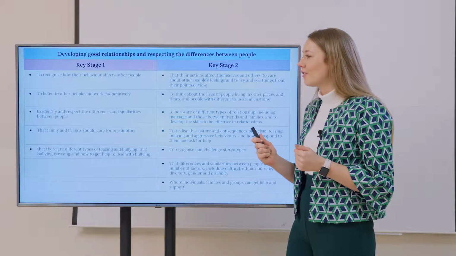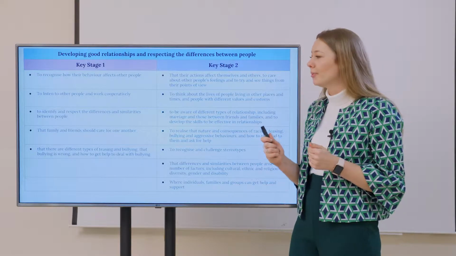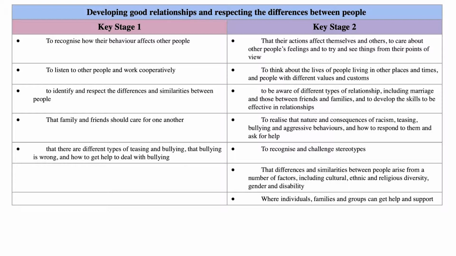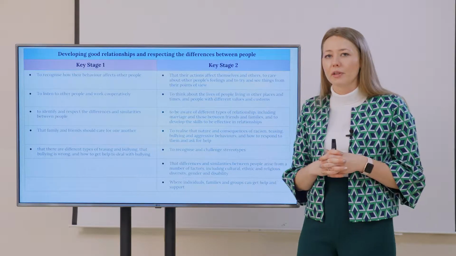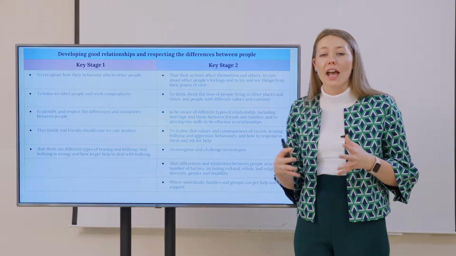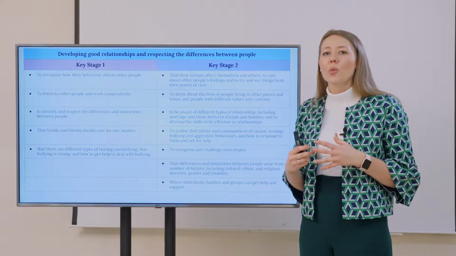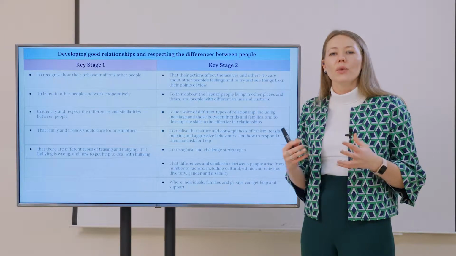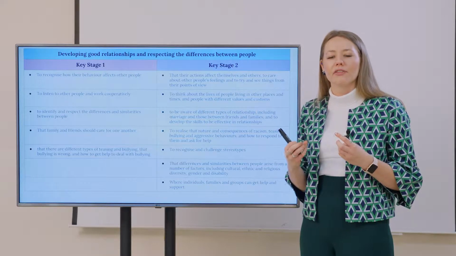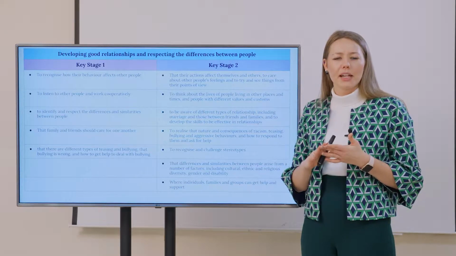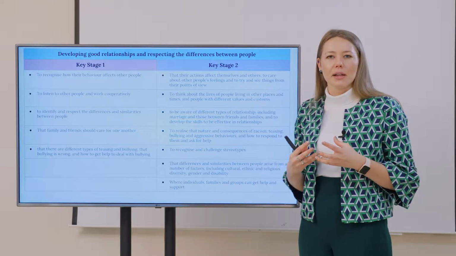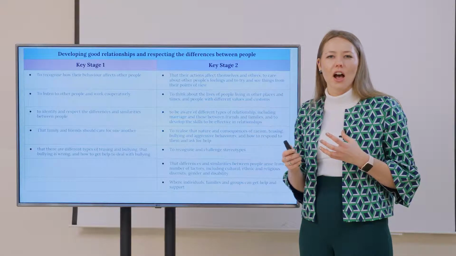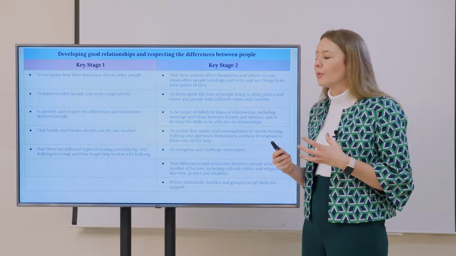Identifying and respecting the differences and similarities between people. That family and friends should care for one another. That there are different types of teasing and bullying, and that bullying is wrong, and how to get help to deal with bullying. A lot of schools in the UK, and certainly here at NLCS Jeju, we have a whole anti-bullying week, which focuses every single day on a different topic about teasing, about bullying, and we make sure that the children know where to go if they are being bullied, if they ever feel as if they are unhappy or unsafe whilst at school.